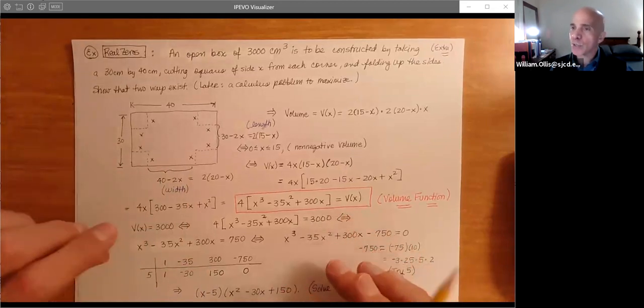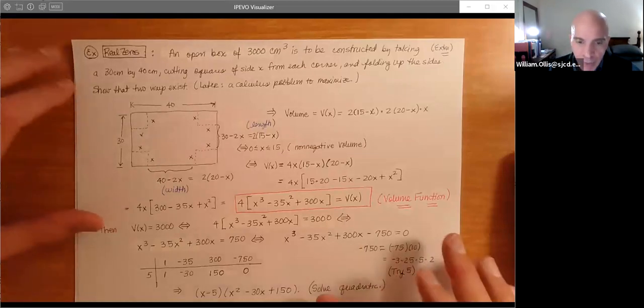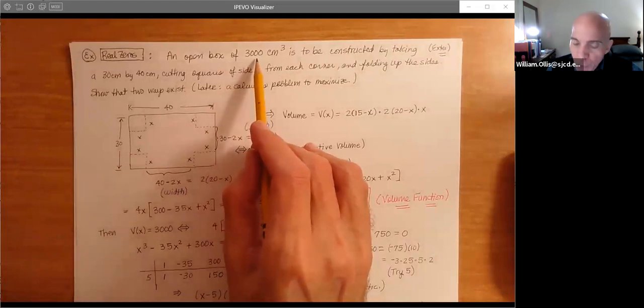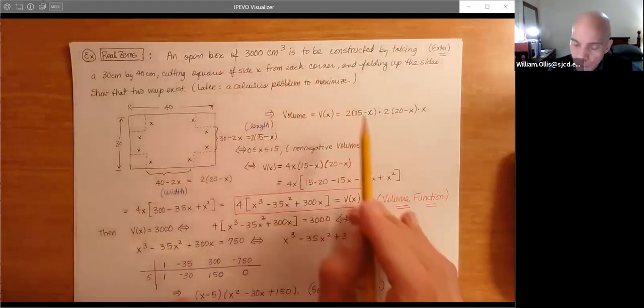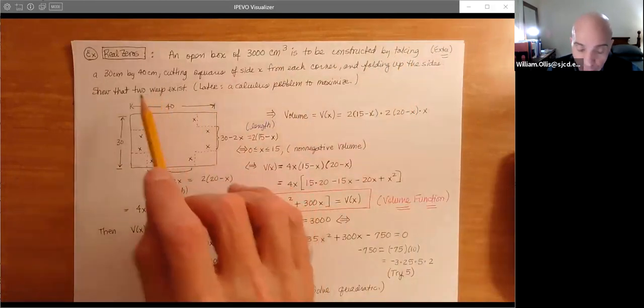So what we're going to do, ladies and gentlemen, is a problem that takes us into that realm, but still stays in the pre-calculus side. So let's look at it. This is a nice result. So we have an open box of 3,000 cubic centimeters to be constructed in the standard way.